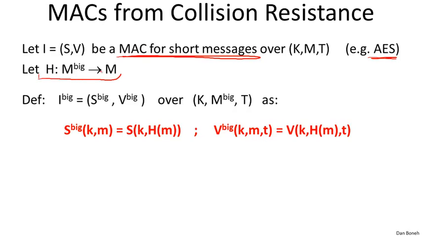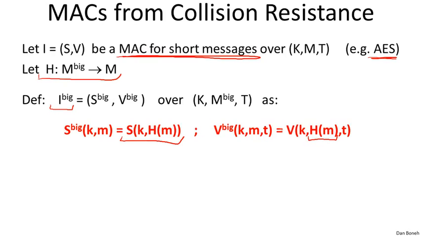Then basically we can define a new MAC, let's call it I big, which MACs large messages, and we'll define it simply by applying the small MAC to the output of the hash function. And how do we verify a MAC? Well, given a tag, we verify it by rehashing the given message and then checking that the small MAC actually verifies under the given tag.